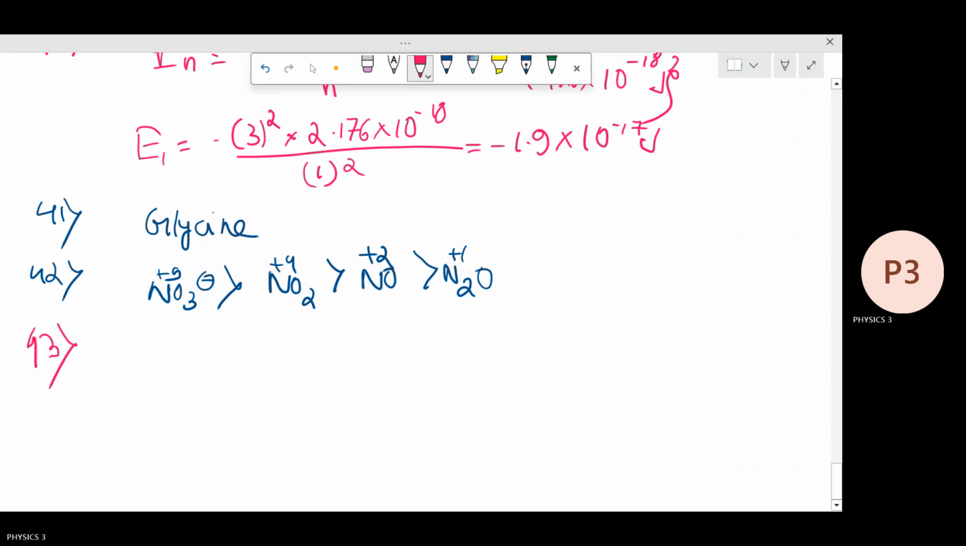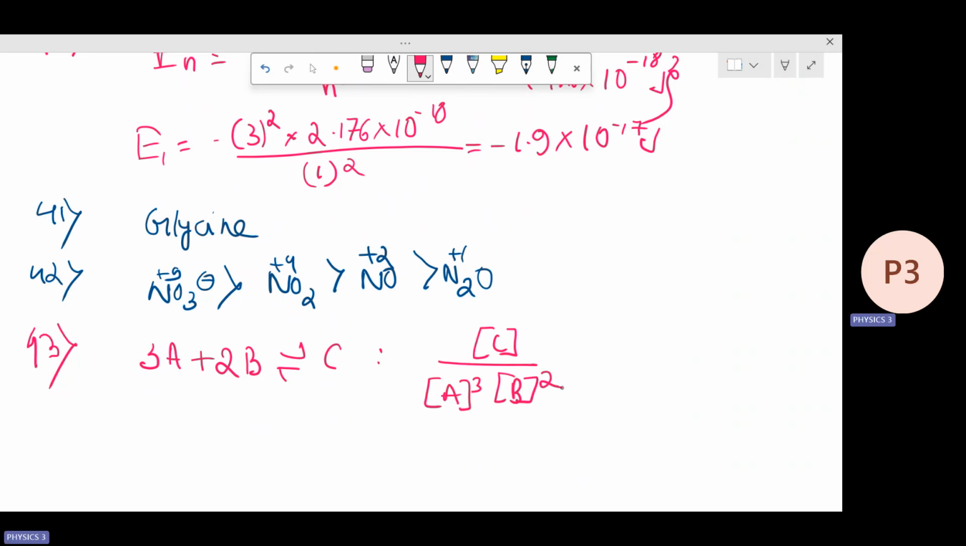43. Guys, they have given us 3A plus 2B in equilibrium with C. This will come as C over A cube B square according to the formula, as we know, for equilibrium.